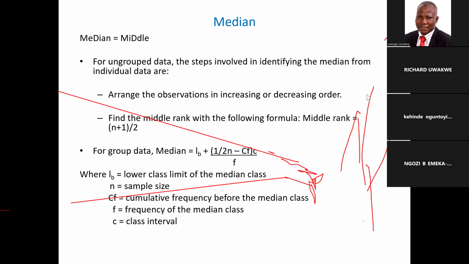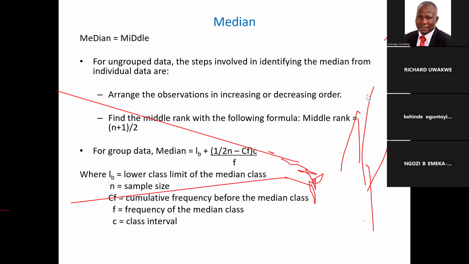But if they are 24, it's going to be number 12 and 13, because you will not have one figure. If they are an odd number, it's only one in the middle. But if they are an even number, maybe 24, it's number 12 and 13 that will be in the middle. In that situation, you add the two together and divide by 2, so you calculate the average of the two.